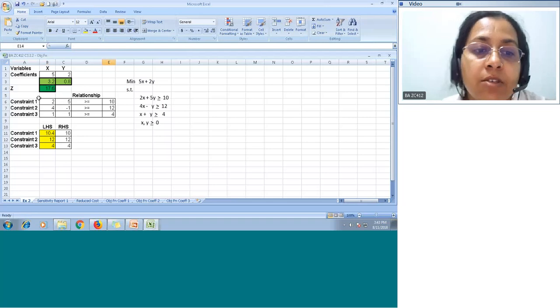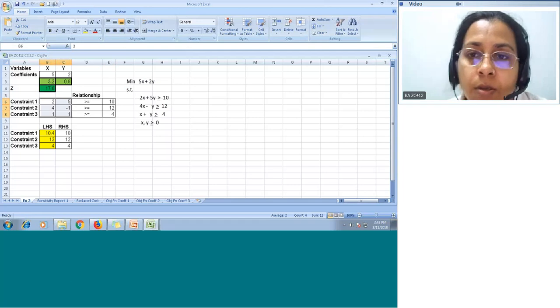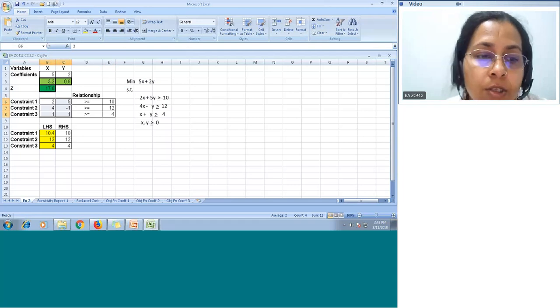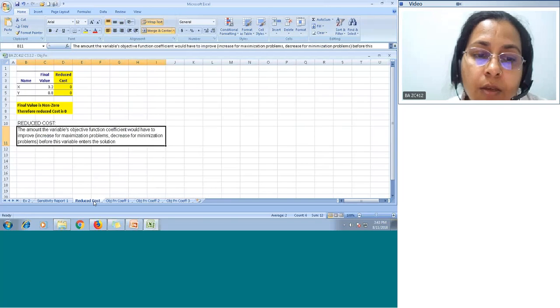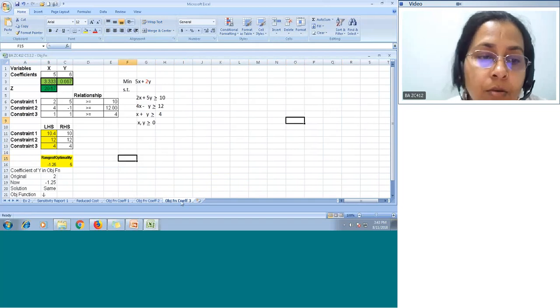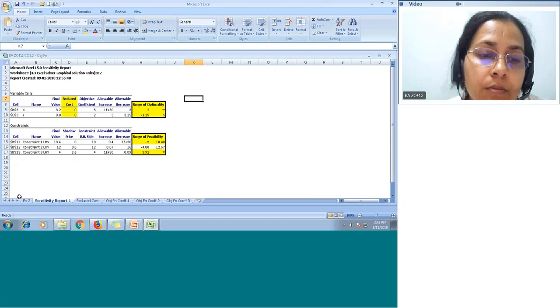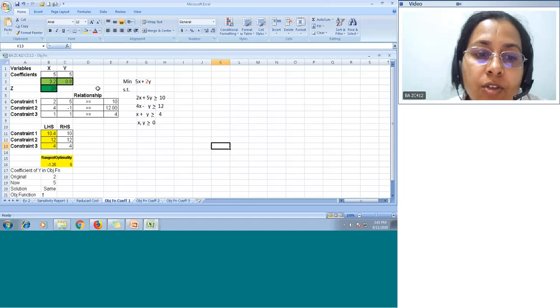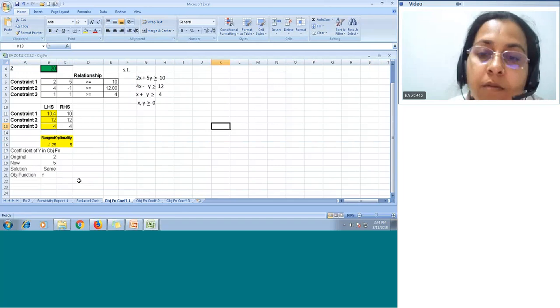So fine. The constraints, I have written from here to here. And this is the sensitivity report, with reduced cost and everything. In the next class we will go further into the sensitivity analysis, and we will play with the changes in objective function coefficients and RHS, and how much they are going to affect our optimality range and objective functions, binding constraints, all those things.